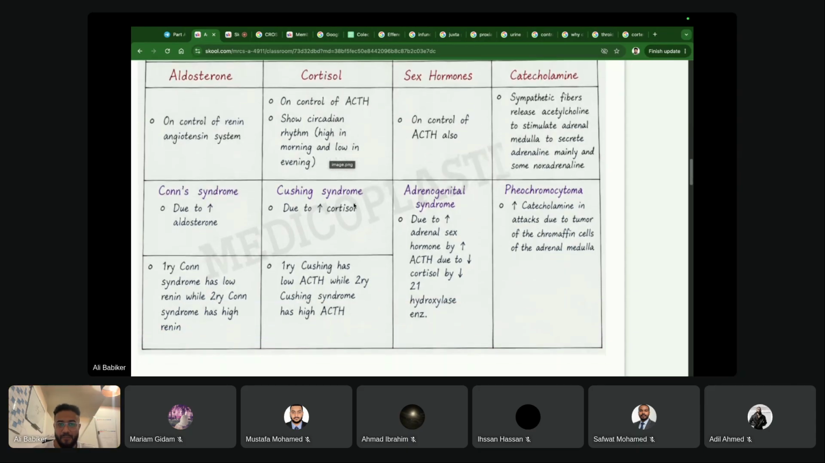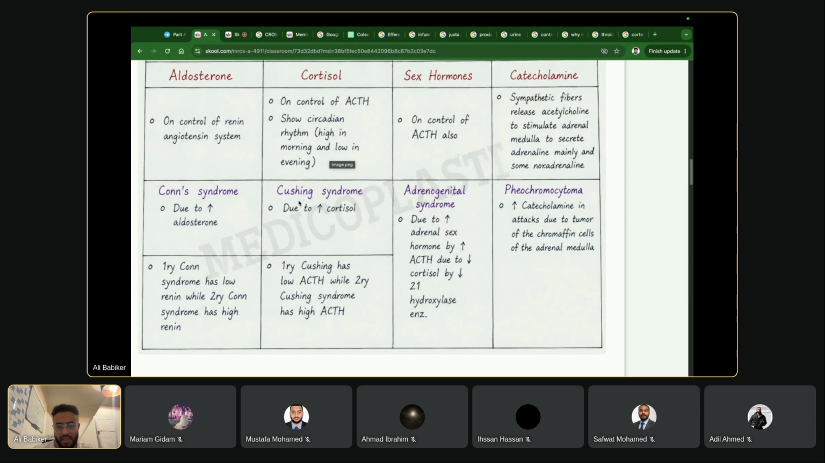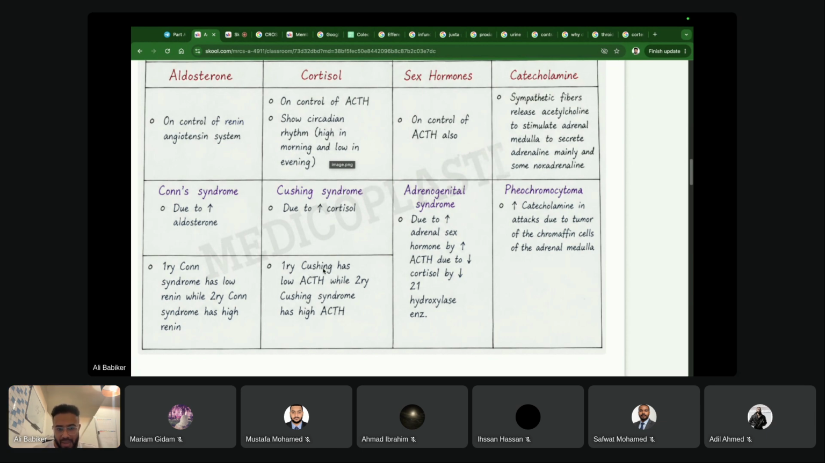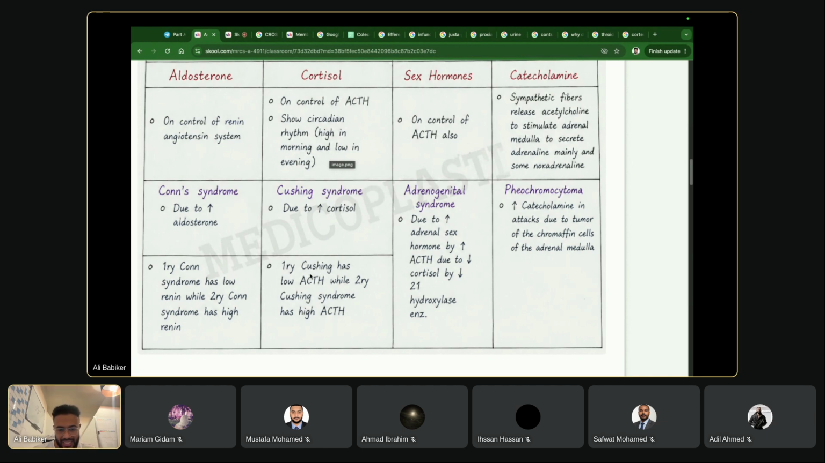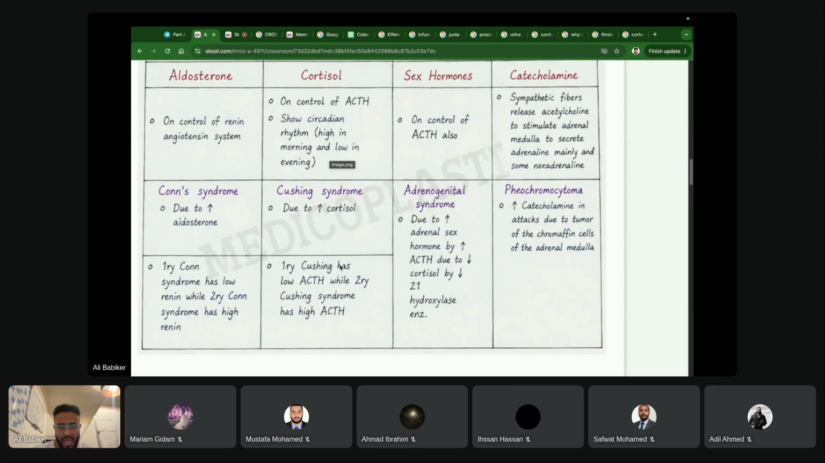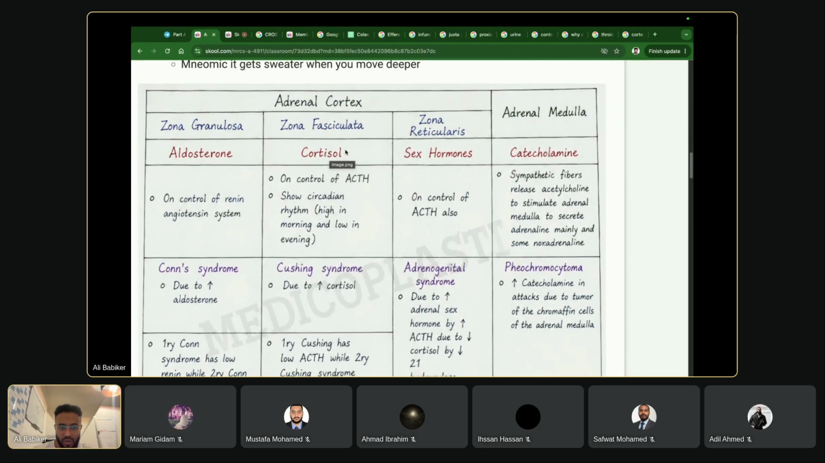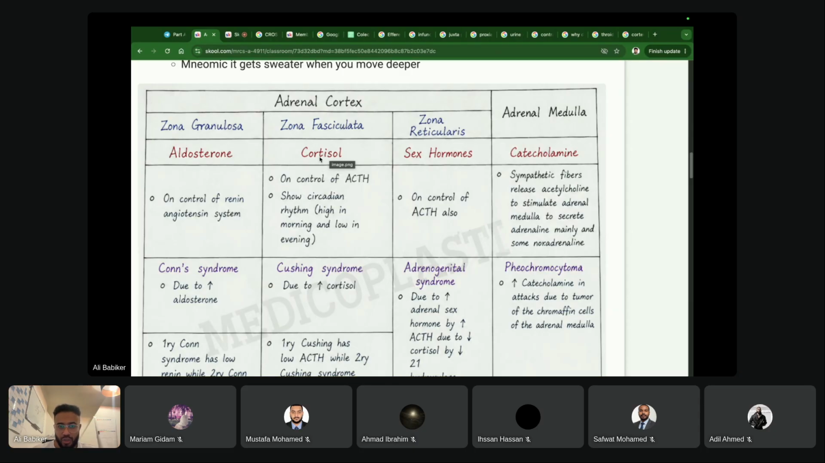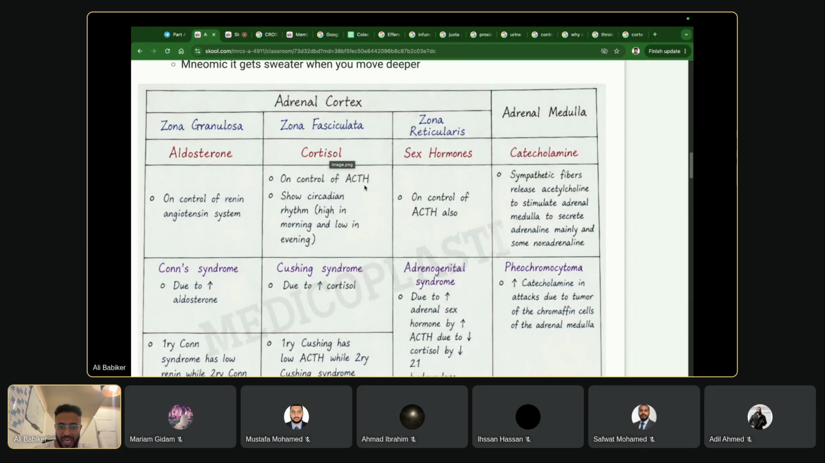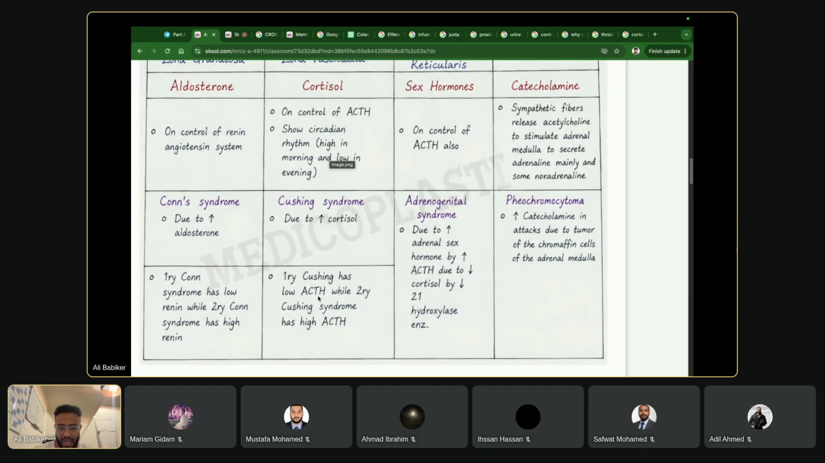circadian rhythm. Cushing syndrome, meaning there will be high cortisol. Primary Cushing has low ACTH, meaning in primary Cushing syndrome, the issue is in the zona fasciculata. The zona fasciculata is producing too much cortisol. When you have too much cortisol, this will go and suppress the anterior pituitary and prevent it from producing ACTH. That's why in the primary one, they will have low ACTH.